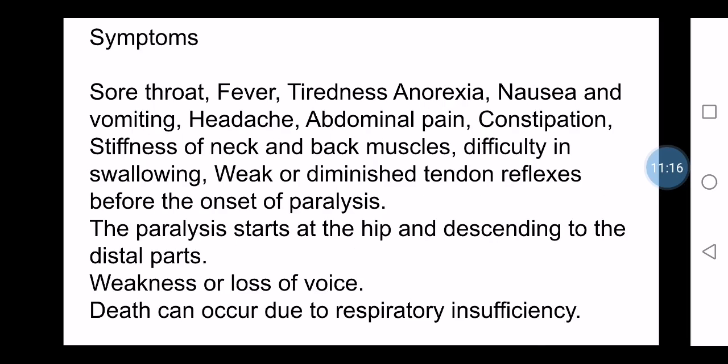When we look into the symptoms, the various symptoms that occur due to poliomyelitis are: first one is sore throat, then the person may have fever, tiredness, anorexia, nausea and vomiting, headache, abdominal pain, constipation, stiffness of the neck and the back muscles. It may cause difficulty in swallowing, and there may be weakness or diminished tendon reflexes before the onset of paralysis. I hope you all know the meaning of the word tendon.